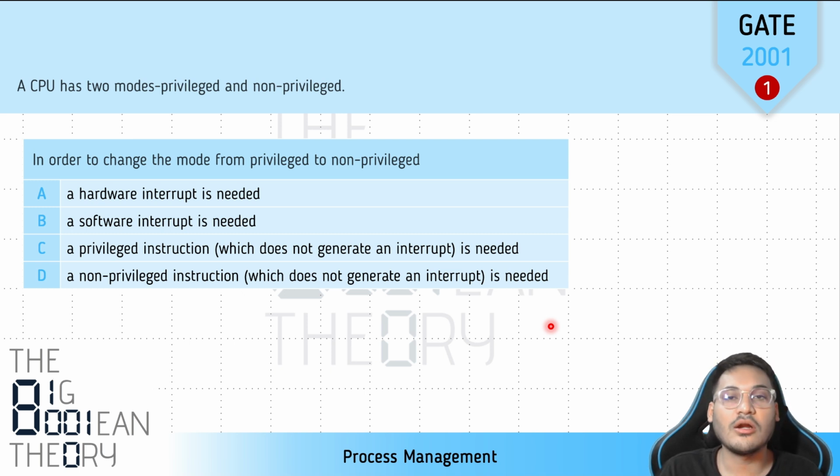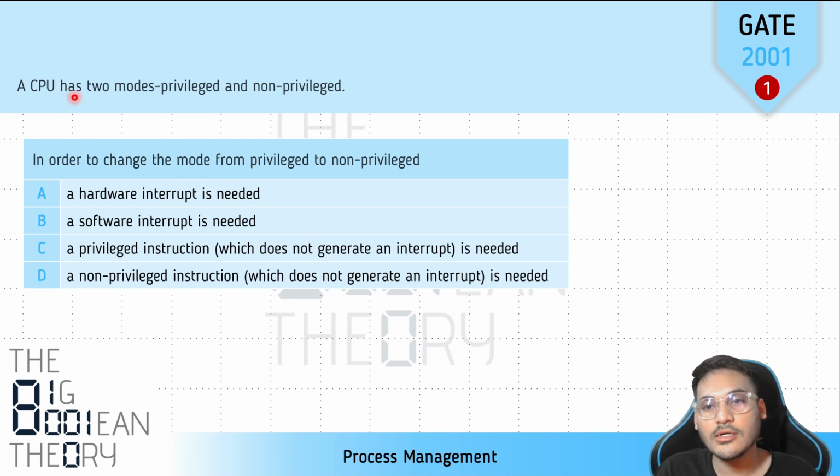This video is part of a lecture series on operating systems, and in this video we are going to solve another GATE question. This question was asked in the year 2001 for 1 mark, and it is related to the topic of process management. To be more specific, it is related to the concept of interrupts. So let's read this question. The question goes something like this.